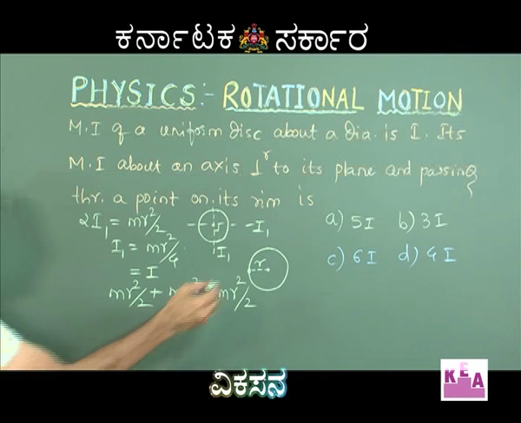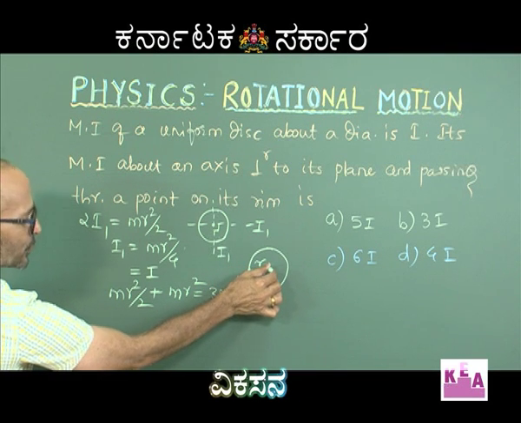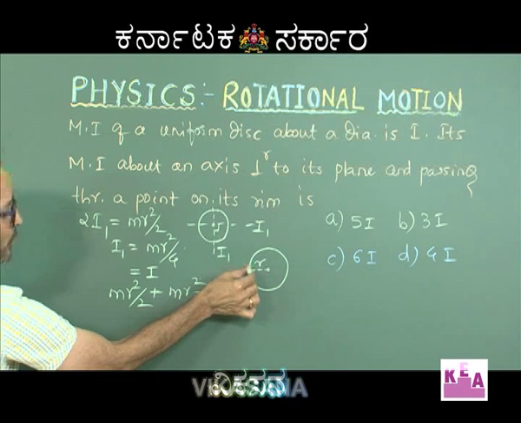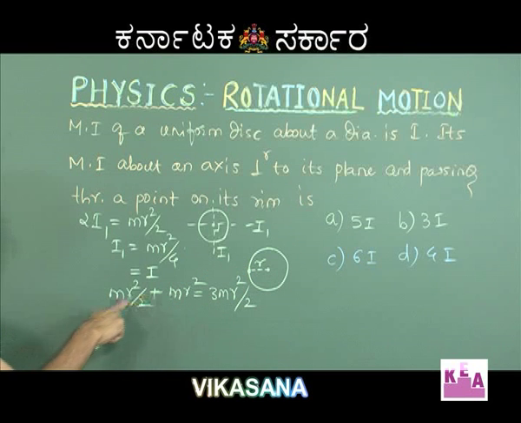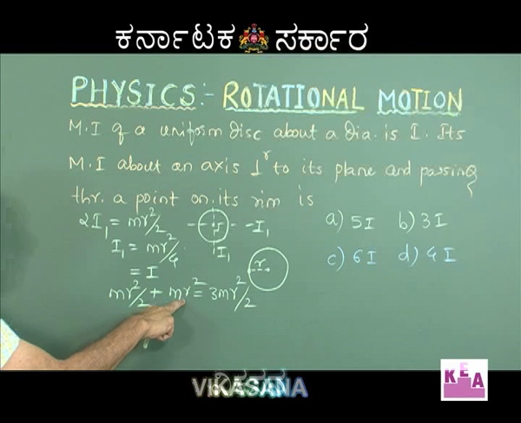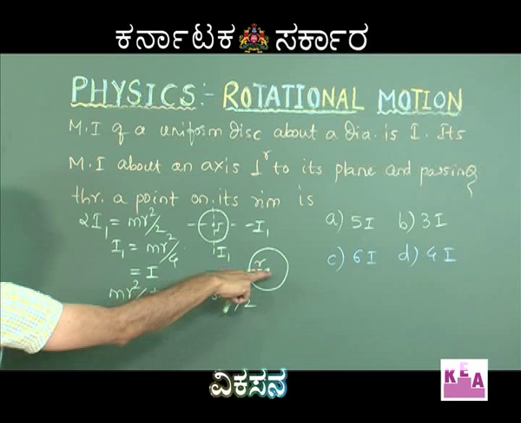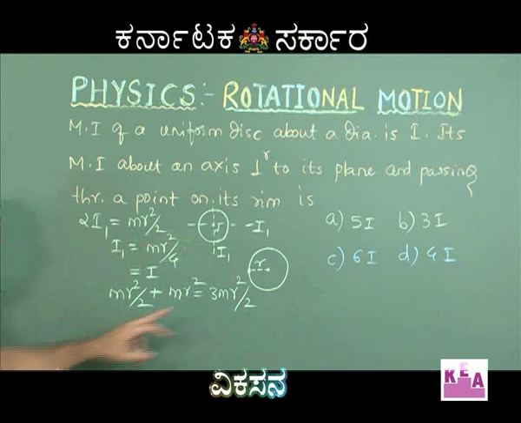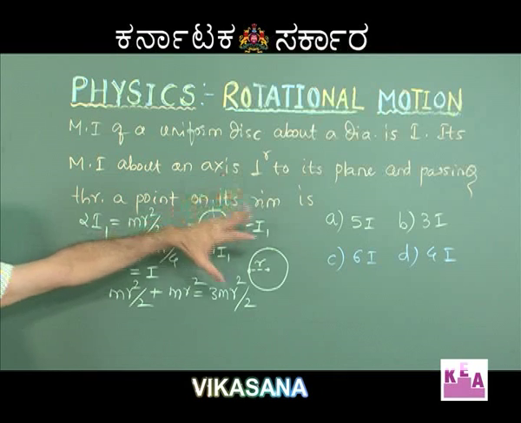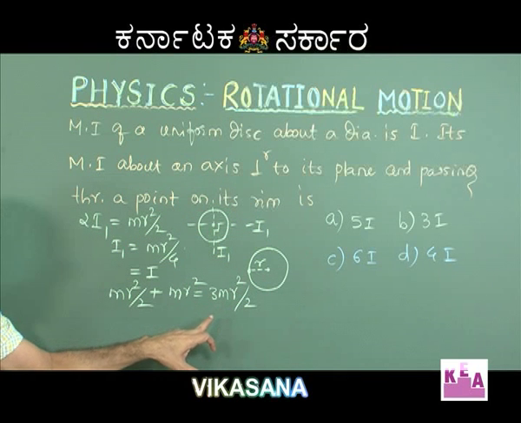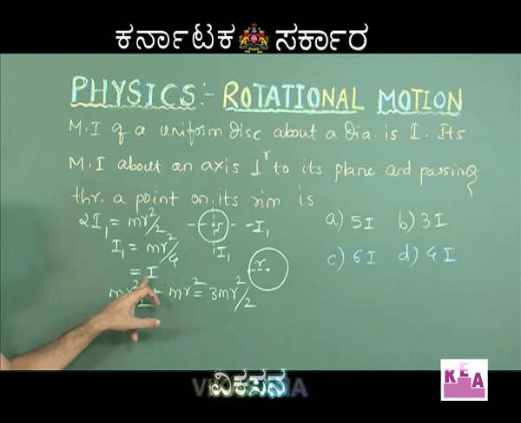Mr square by 2 is the moment of inertia about an axis passing through the center of mass and you want about this axis. So, you have shifted using the parallel axis theorem. So, Ig plus m into distance square. Distance fortunately happens to be the radius here. So, 3 mr square by 2. Now, this 3 mr square by 2 is what he wants, but none of the options read as 3 mr square by 2. You have to express the answer in terms of I.